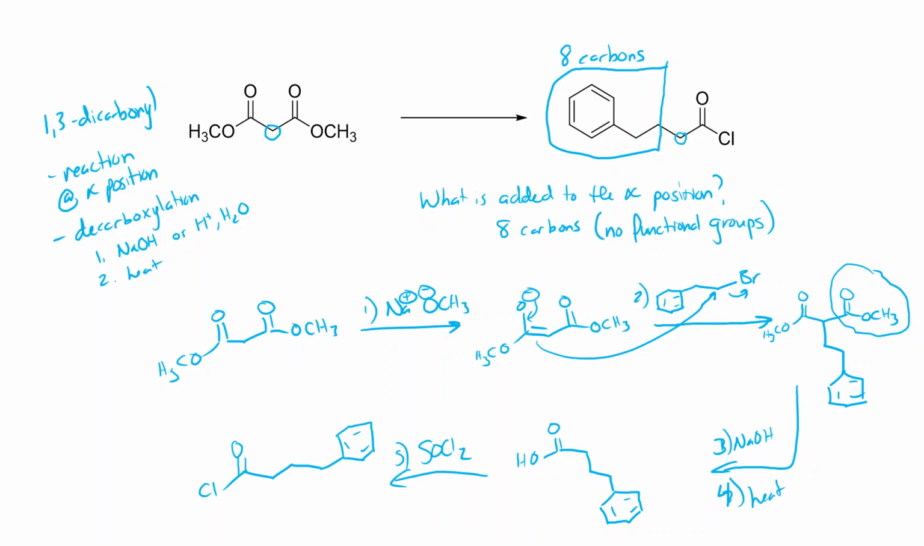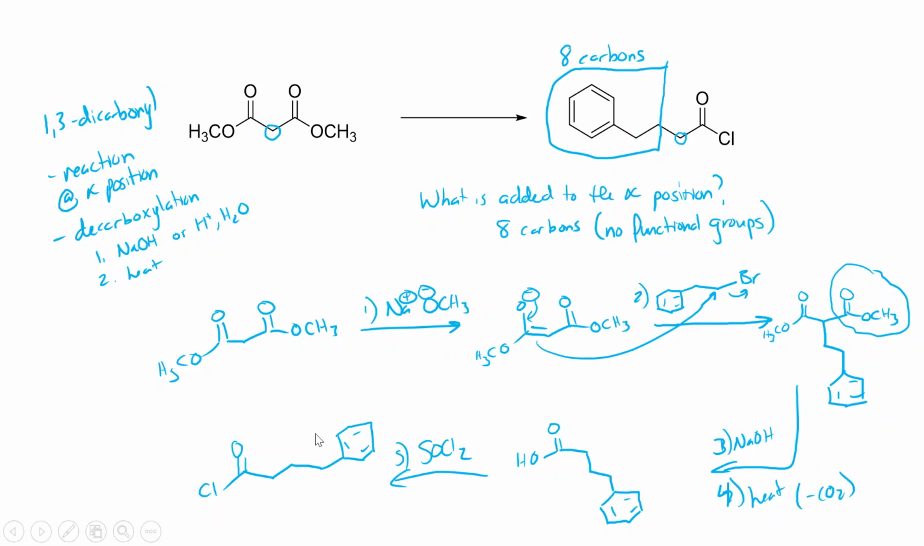So the strategy here is to start at the alpha carbon, add the things that are needed for the alpha carbon, and then worry about the carbonyl reactions, right? Here, we need to convert these to carboxylic acids to do decarboxylation. So we add sodium hydroxide to do that. That replaces each OCH3 with OH. We lose CO2 with the heat here, and then we convert this to the acid chloride with thionyl chloride.